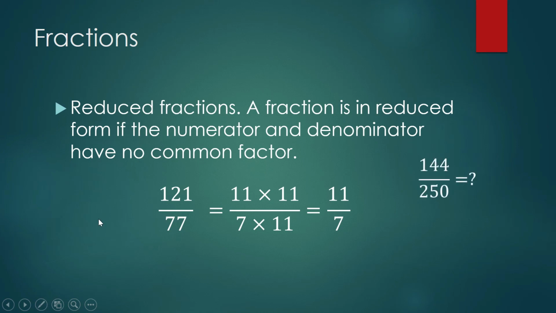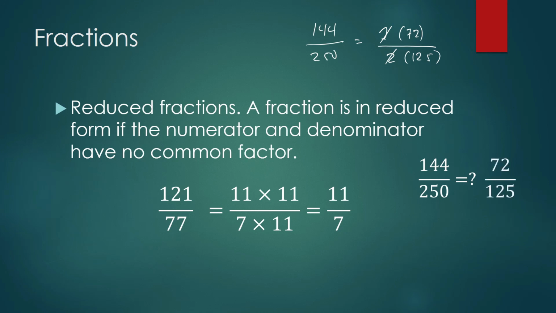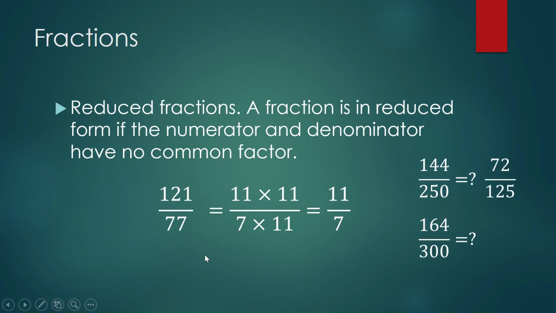How about 144/250? Well, obviously 2 is a common factor. 2 divided by 2 is 1, and so we are left with 72/125. How about 164 divided by 300?